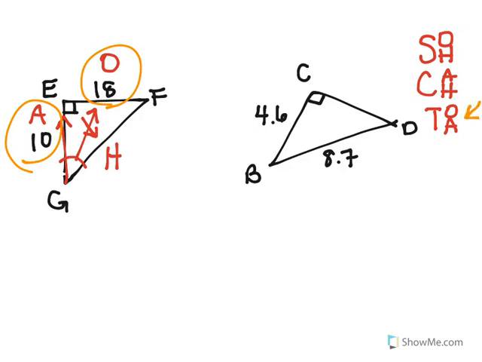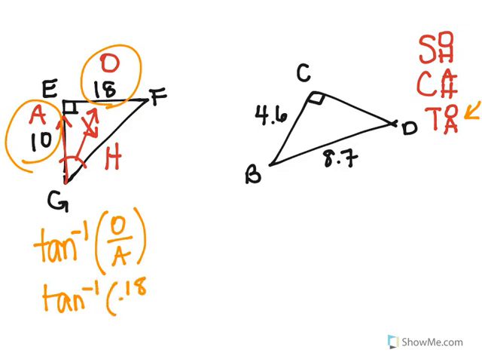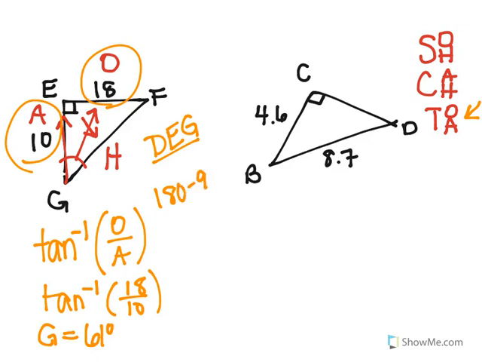So we're going to use TOA, and when you're finding angles, you're always going to do tan to the minus 1. So you have tan to the minus 1 of O over A. So we have tan to the minus 1 of 18 over 10. Type this into your calculator. Make sure it is in degree mode. And you should get angle G is equal to 61 degrees. If we want to find the remaining angle, you would do 180 minus 90 minus 61. But I think this question said only to find angle G.